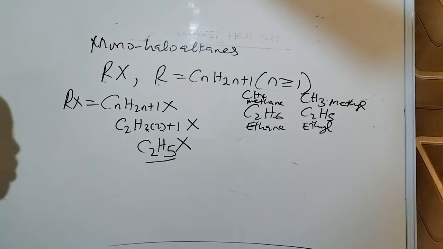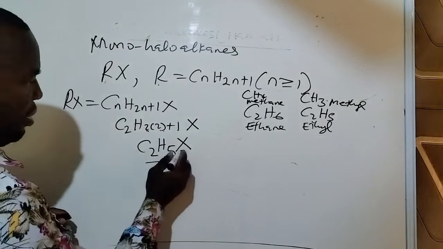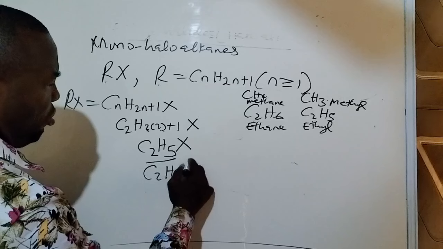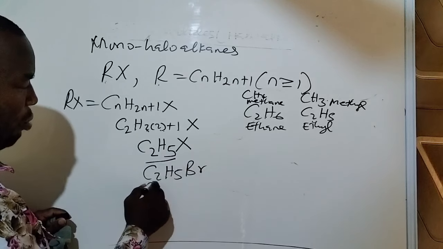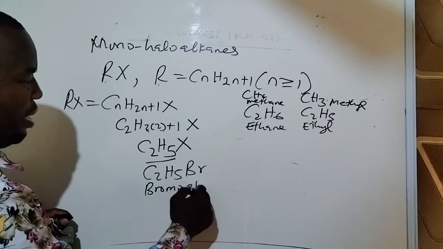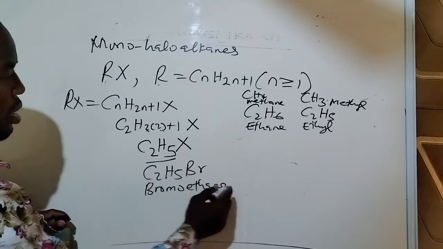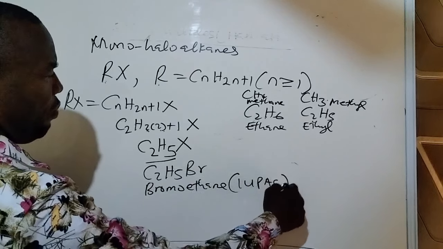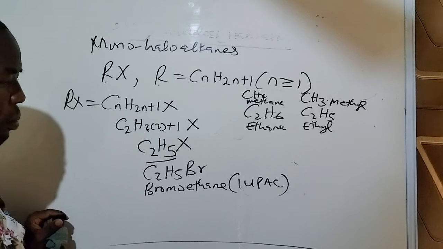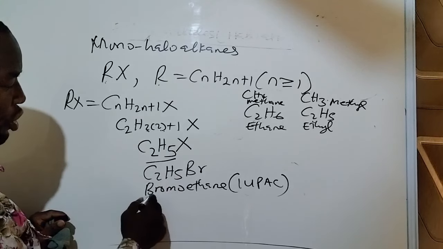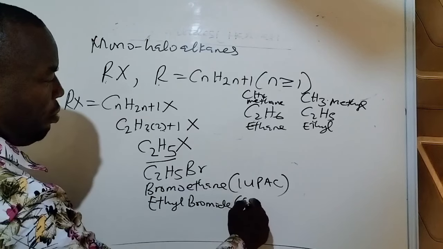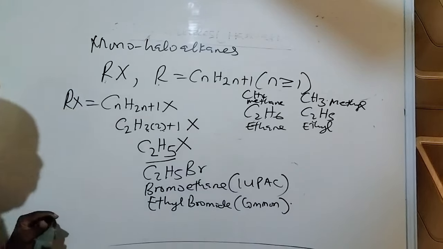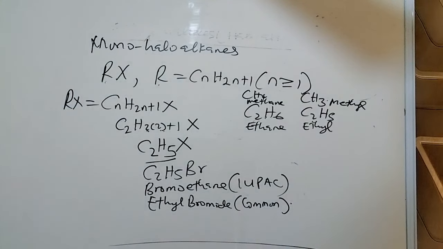So if we put a halogen there, let's say I put bromine here. We name from the halogen first, the bromo group, bromo, then ethane, because this is obtained from ethane. This is the IUPAC nomenclature. Then if I want to name it with the common name, I'll name this group first, ethyl, then bromide, the common name. So you can see how to name mono-substituted haloalkanes.